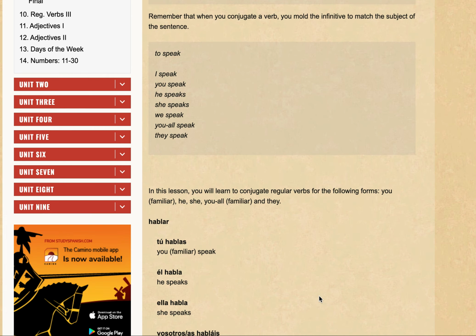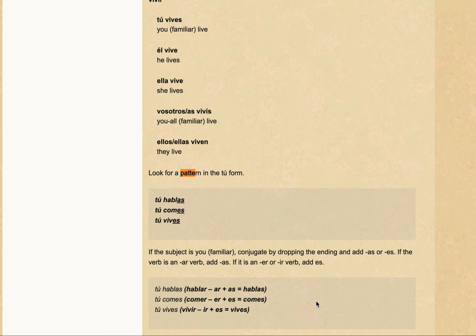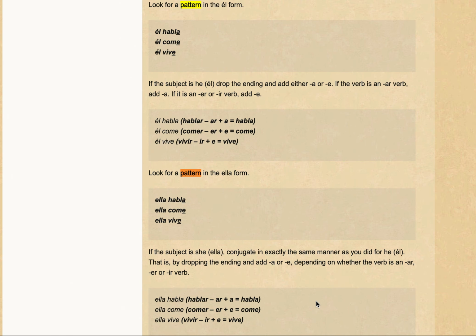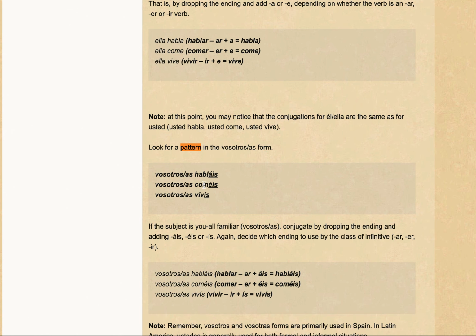Let's try to verify that. Just looking at it right here. Second pattern. Okay, let's go to the rules. Yeah, vosotros. Alright. So yeah, vosotros habláis, which is correct. Vosotros coméis, and vosotros vivís. Alright, so we are good with that.